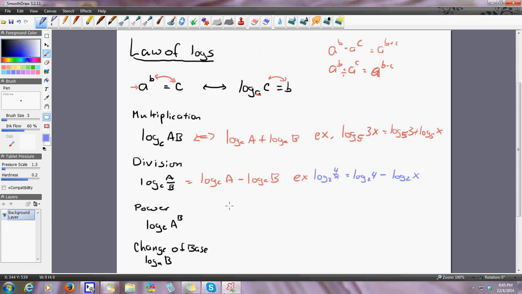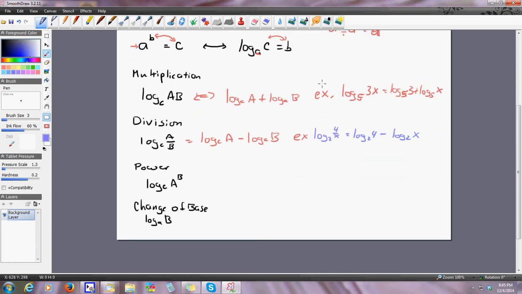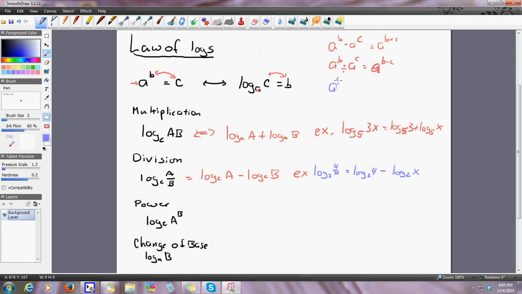The power rule is really one that I want you to take a look at. Once again, when we had a to the b to the power of c, it was a to the b times c. There's also something else I want you to remember. When we had a to the b over c, that's the c root of a to the b. The denominator is your root, and the numerator is the power.